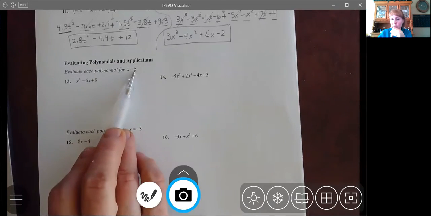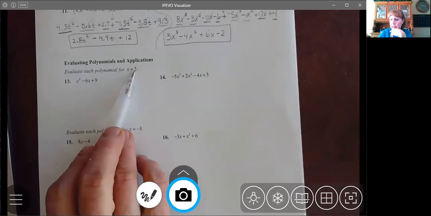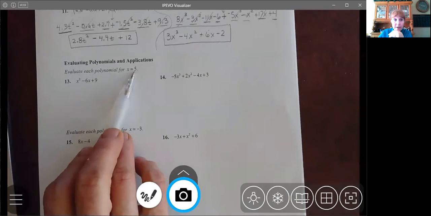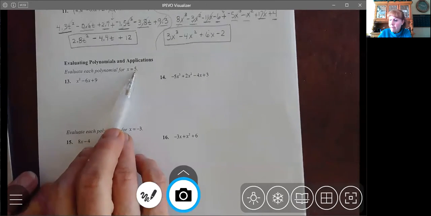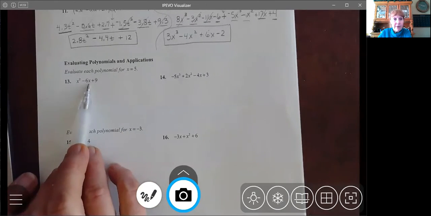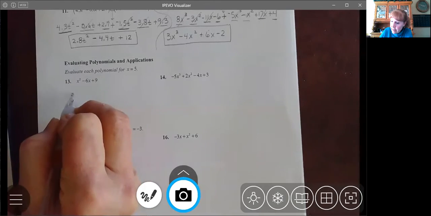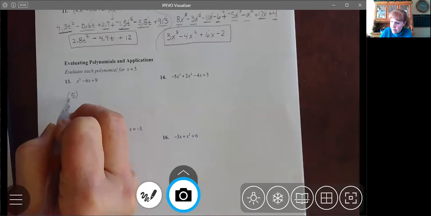Especially in this case, we're not going to be putting in a negative, but if you do substitute in a negative, you need to make sure you have parentheses around it. But in this case, we'll be substituting in a positive. I might go ahead and use parentheses just so that you know. They want you to evaluate if x is 5. That means make all the x's a 5. So I'll just go ahead and use parentheses.